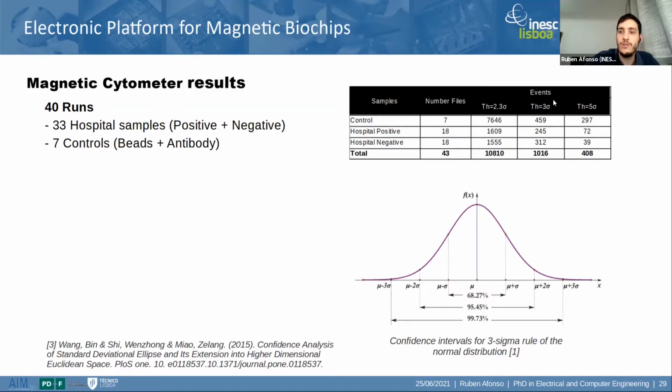So if you use 3 sigma, we detect 1000, and if you use 5 sigmas, we only detect 400. However, since we have this algorithm, we can reduce the standard deviation used, and now we are using 2.3 sigmas, and we detect 10,810 events.